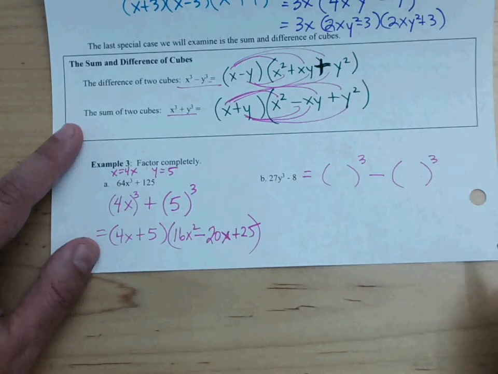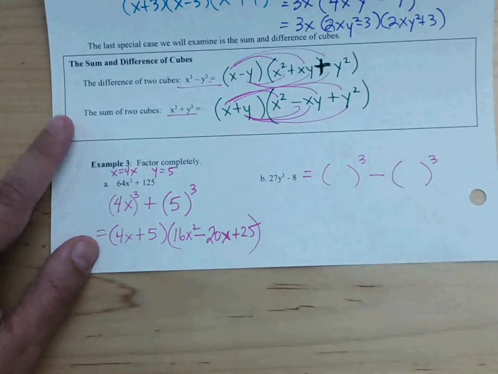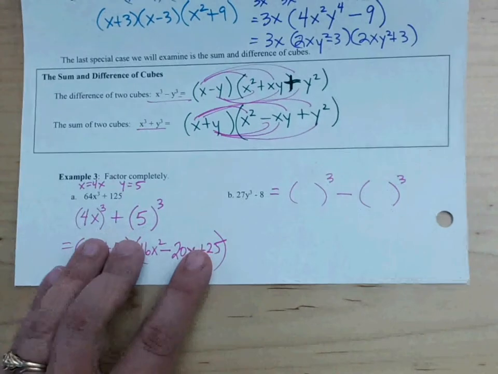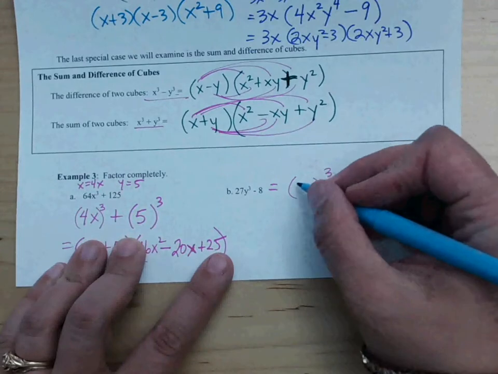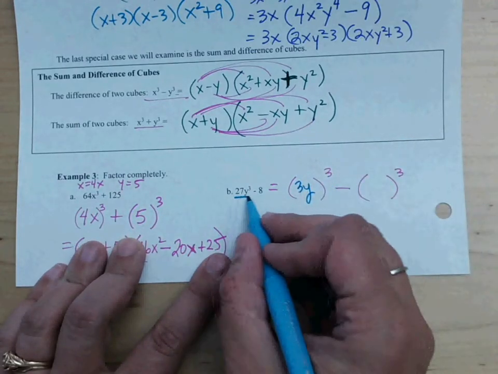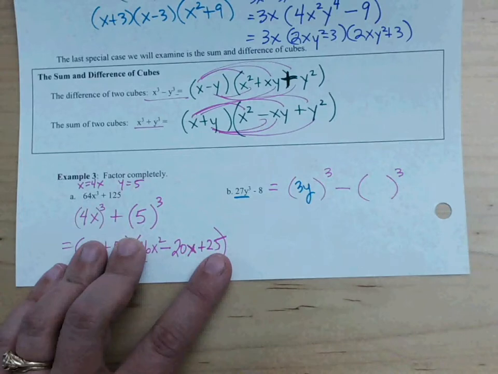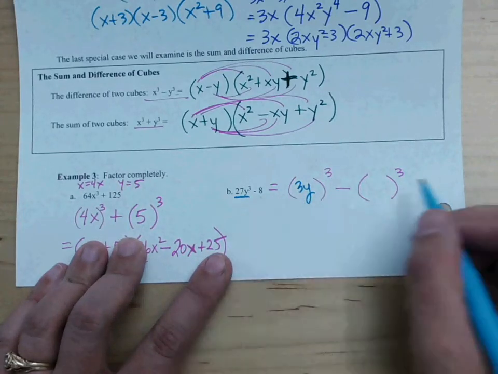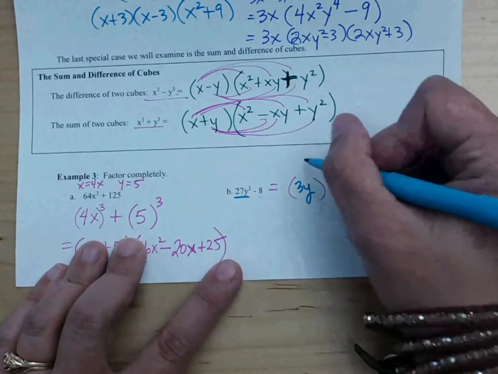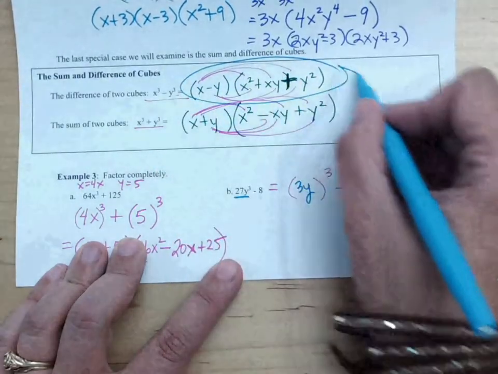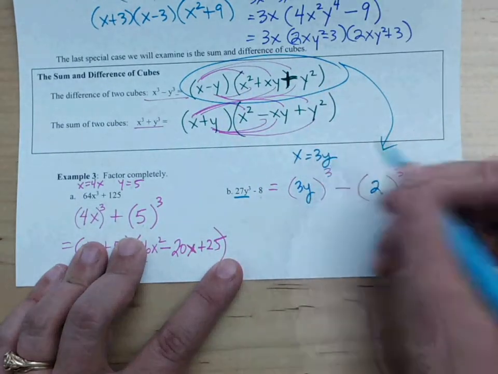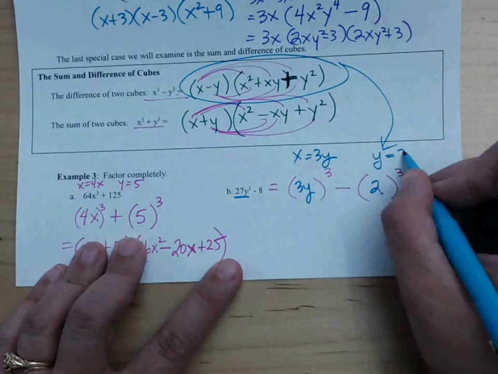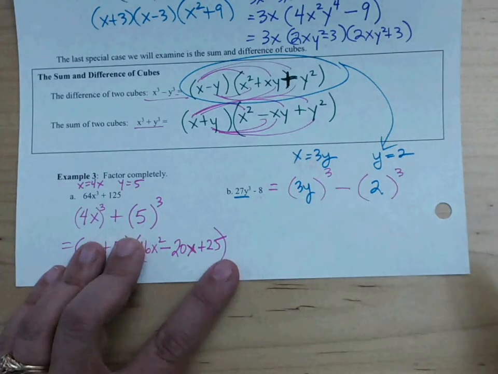Now this one, I want to first identify what number to the third power minus something else to the third power. So 27y cubed. 27 is what number to the third power? 3y. 3y to the third power is the same thing as 27y cubed, correct? What number to the third power is 8? 2. So that means that in this formula right here, wherever you see x, x is equal to 3y. And y is equal to 2. A lot of times I use a and b. That way it doesn't get so confusing with so many x's and y's.